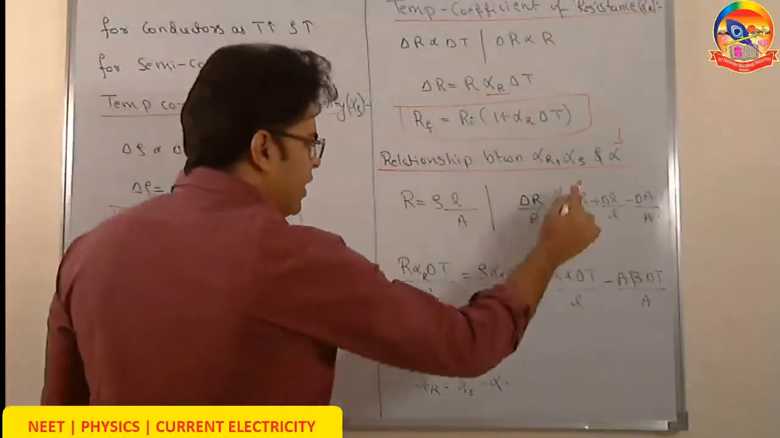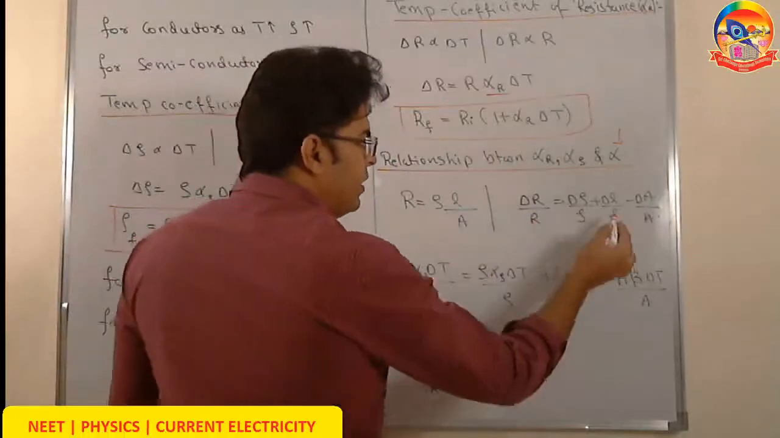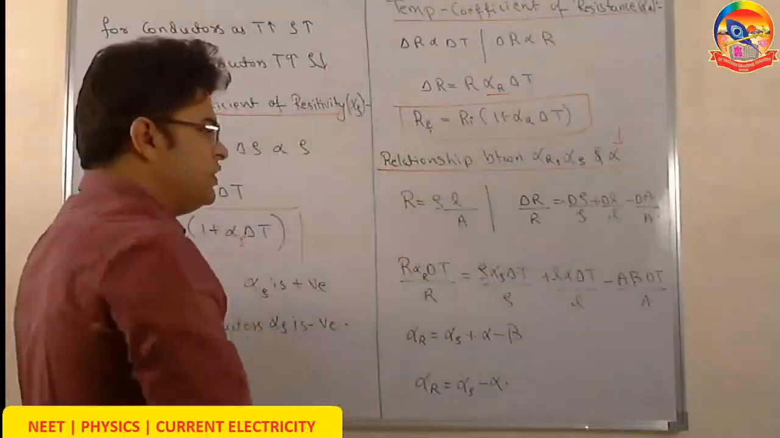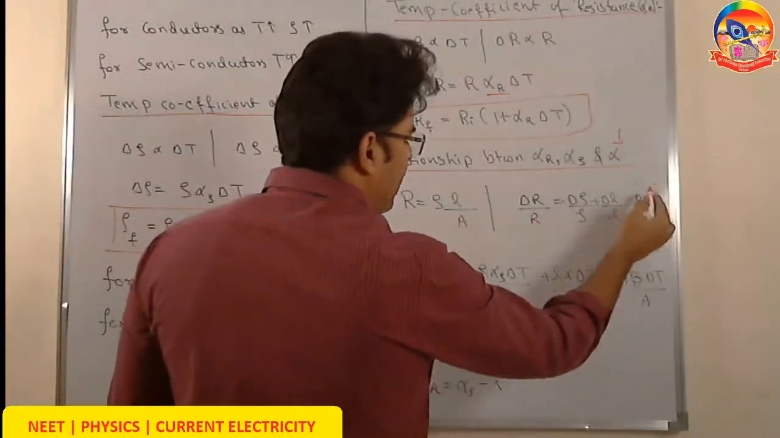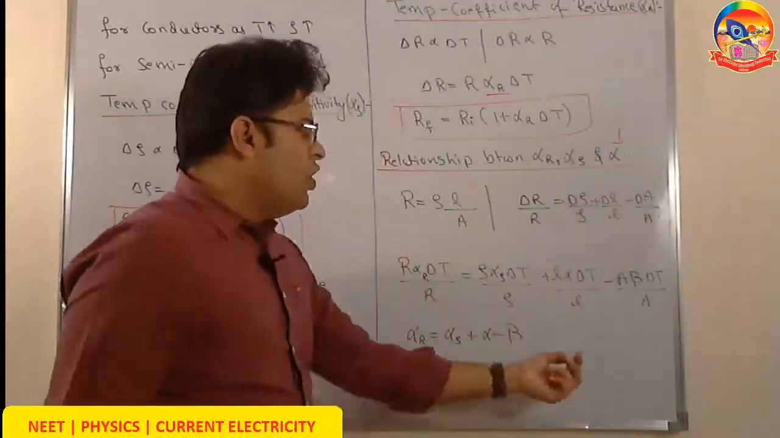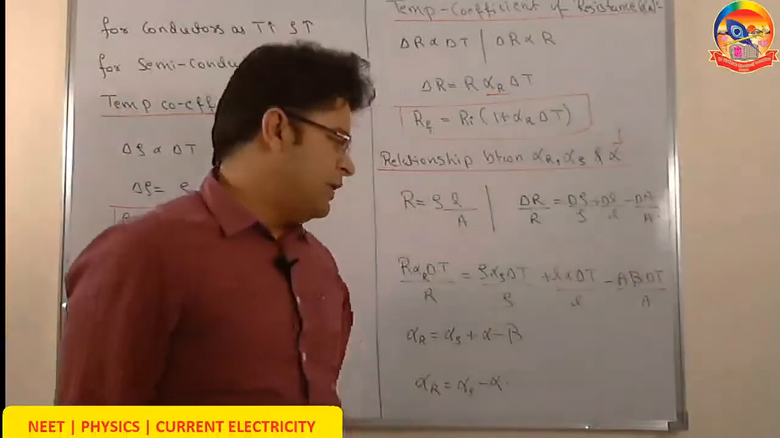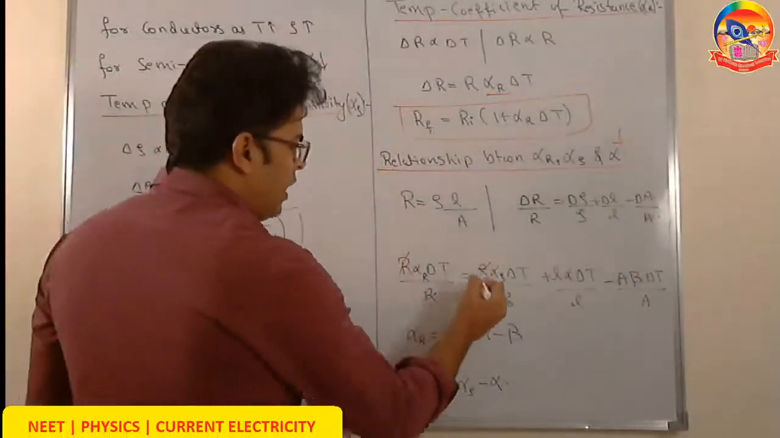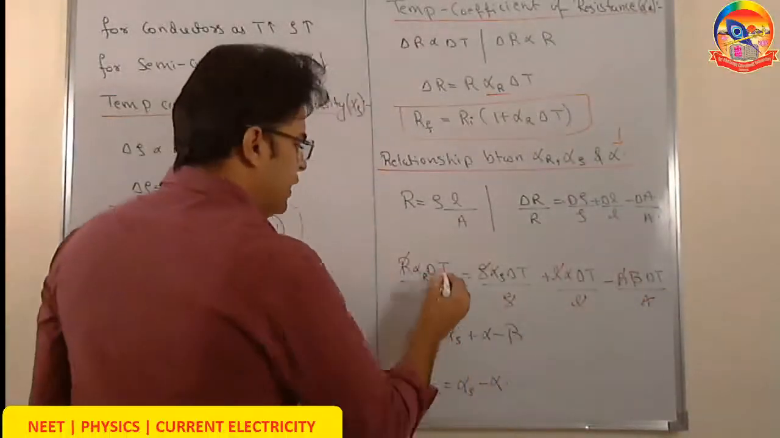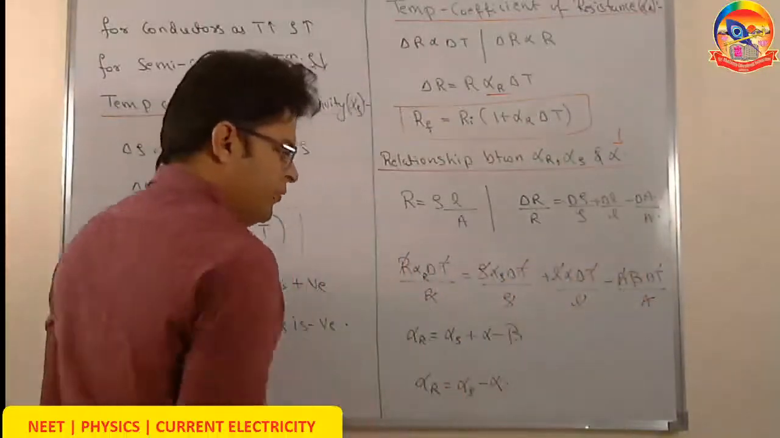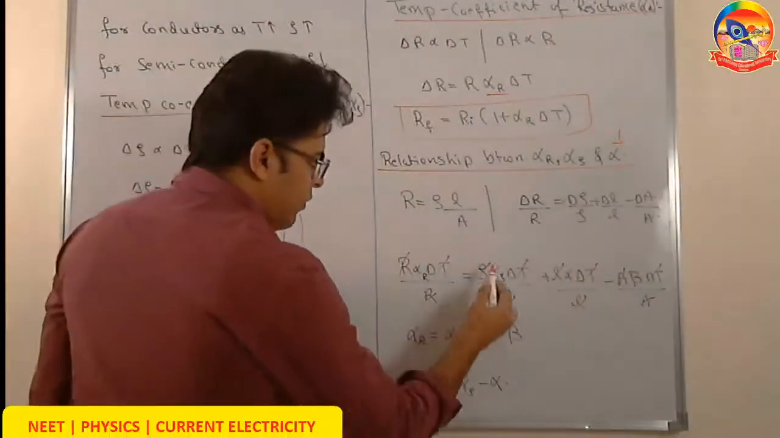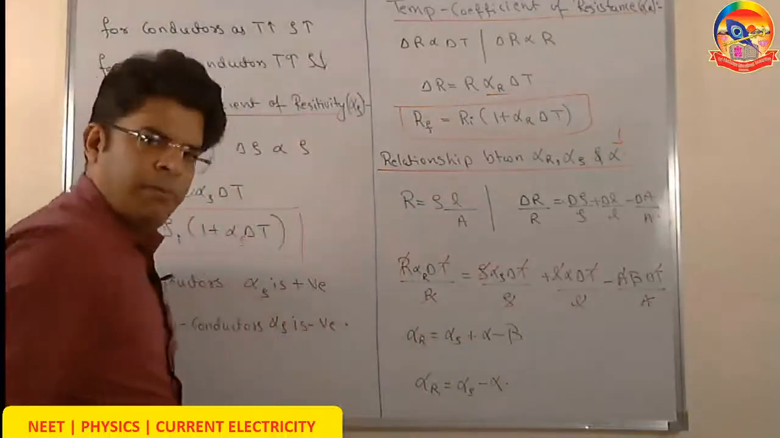We have defined delta rho as rho alpha rho delta T. We know from the chapter of linear expansion, delta L is L alpha delta T, and the change in area is original area into coefficient of superficial expansion beta into delta T. Here we can cancel out R, rho, L, A as well as delta T. So what we are left with, alpha R equals alpha rho plus alpha minus beta.